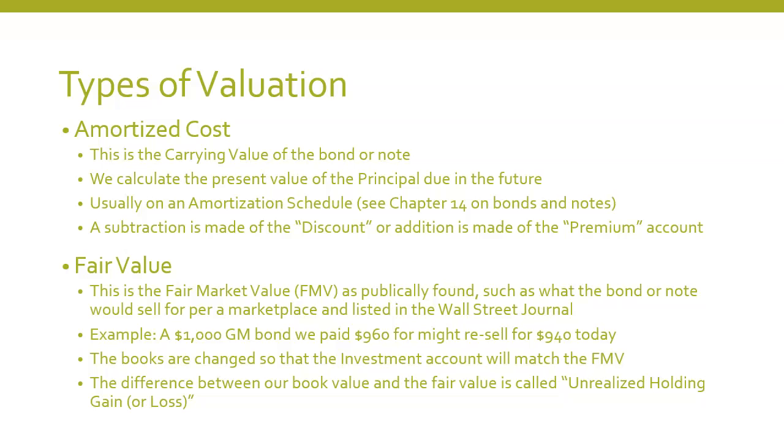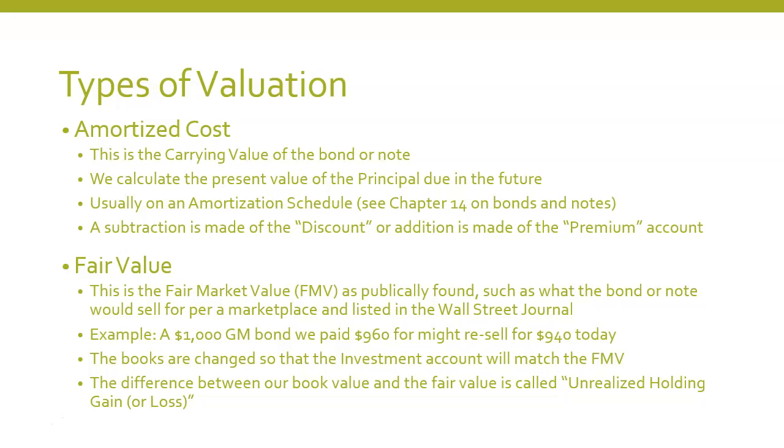Okay, so the amortized cost valuation, this is the carrying value of the bond or note. We calculate the present value of the principal due in the future. We usually have this all on an amortization schedule, just like we did in Chapter 14. And a subtraction is made of the discount, or an addition is made of the premium account. Now, once again, we might have an account called premium and discount, or we might just put the subtraction or the addition straight into the investment account itself.